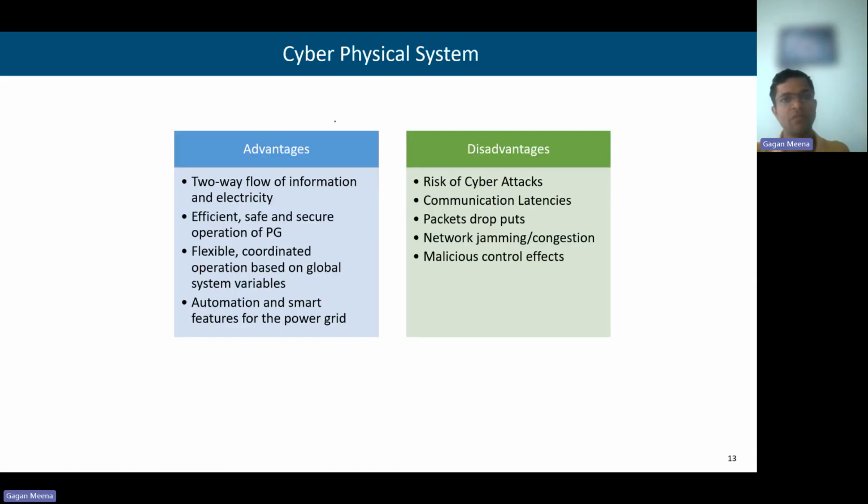Okay. Next, moving on to advantages and disadvantages of the cyber physical system. Here we can easily see the advantages. Advantages of the cyber physical system include two-way communication, the two-way flow of information and electricity. Then there is efficient, safe, and secure operation of the power grid. Then we can have flexible, coordinated operation based on global system variables, automation, and smart features for the power grid. Disadvantages include cyber attacks, communication latency, packet dropouts, network jamming or congestion, and malicious control effects.